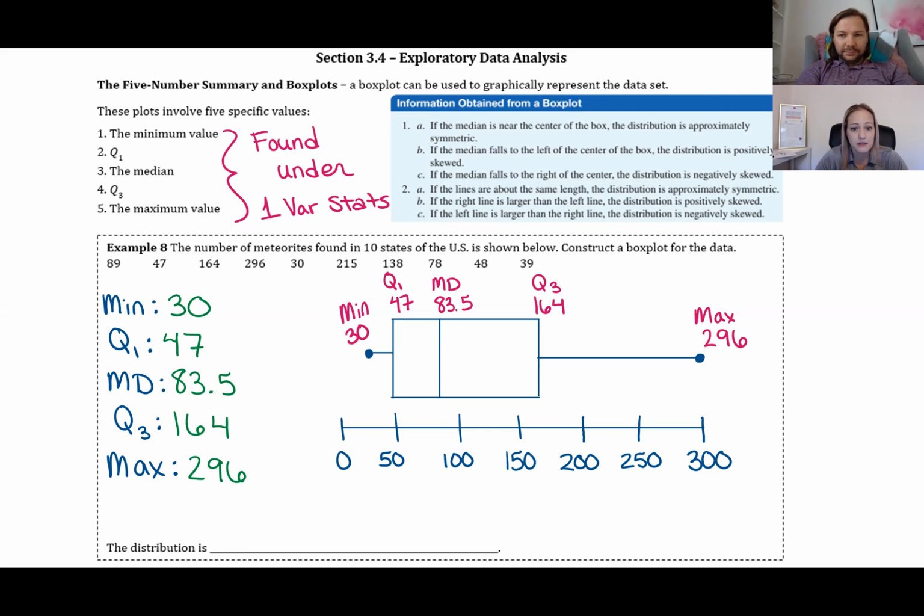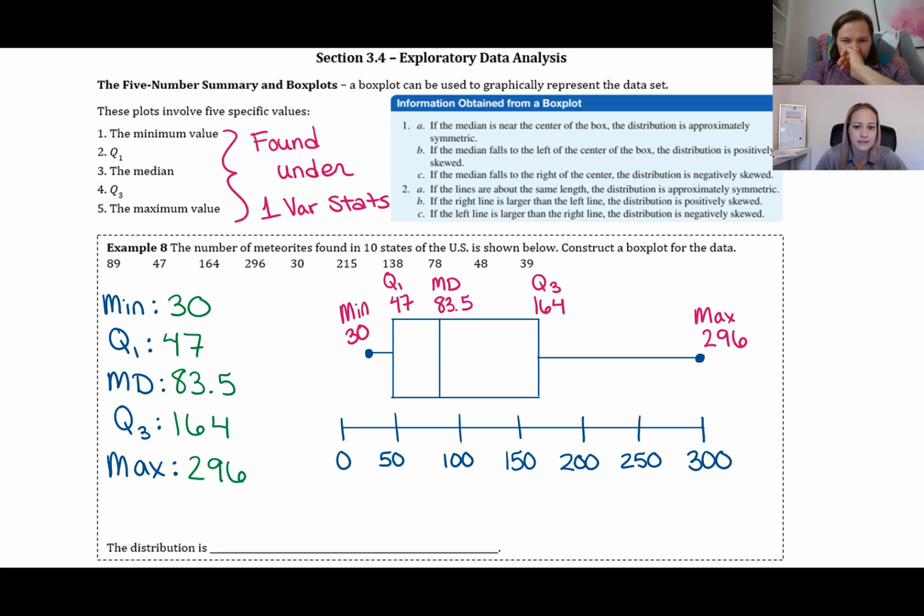Now, there's another thing you can also look at. So you can also look at the whiskers, or they just call them the lines. But if the whiskers are about the same length, that tells you the data is approximately symmetric. If the right one is longer, the data is positively skewed. And if the left one is longer, the data is negatively skewed. So which one of our lines is longer? The right one. The right one. So again, we see that our distribution is positively skewed.